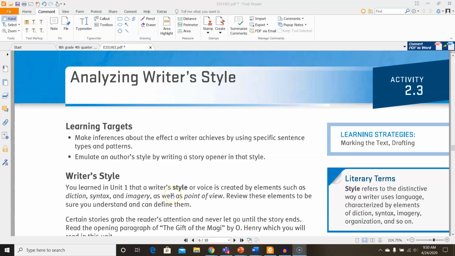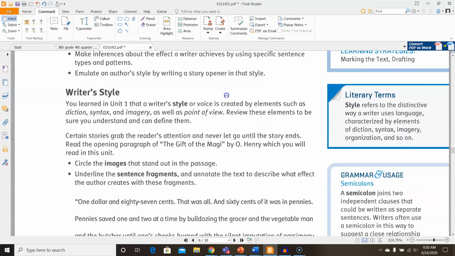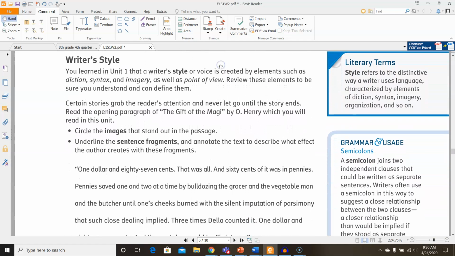So, writer's style. You learned in Unit 1 that a writer's style or voice is created by elements such as diction, syntax, and imagery, as well as point of view. So make sure you review these elements so that you understand and can define them. These are very, very important. They're going to be repeated all throughout all 4 English classes.